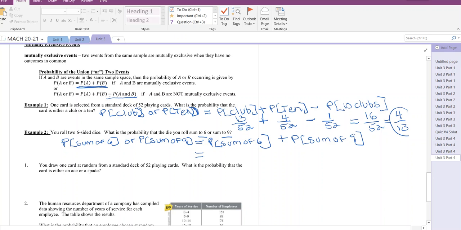So probability of getting a 6, remember we did that earlier. Actually we didn't, we did 7. So for 6, you can have 1 5, 5 1, 2 4, 4 2, and 3 3. So there's 5 ways to roll a 6, so 5 out of 36. For a 9, you can have 3 6, 6 3, 4 5, 5 4. So there's only 4 ways to roll a 9. You add those up, you get 9 out of 36, which is 1/4.